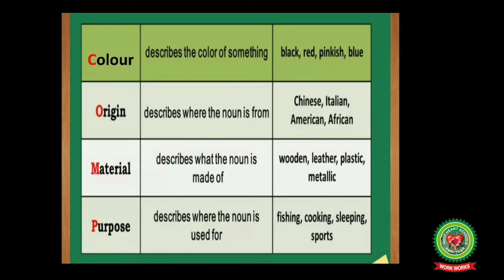Next is origin. It describes where the noun is from. Example, Chinese, Italian, American, African. Next adjective, material. It describes what the noun is made of. Example, wooden, leather, plastic, metallic. And the last one is purpose. It describes what the noun is used for. Example, fishing, cooking, sleeping, sports, etc.